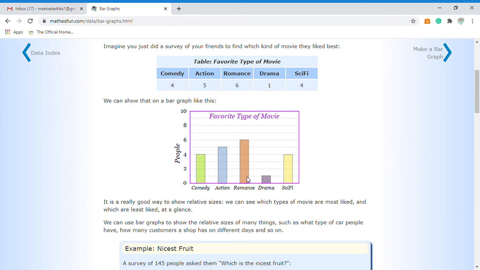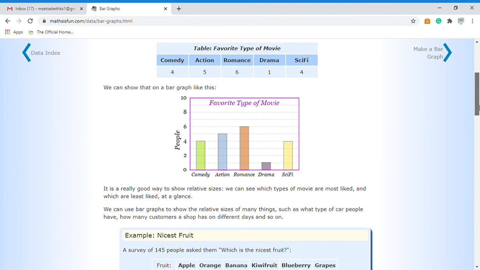Romance. 6 children liked romance, so the bar for romance goes all the way to the 6. Drama. 1 child liked drama, so only to the half between 0 and 2, that is where the drama bar stops. And then sci-fi goes all the way to 4. That is us showing our information. I hope you guys understand this. Remember, in a bar graph, there must always be spaces between our bars.